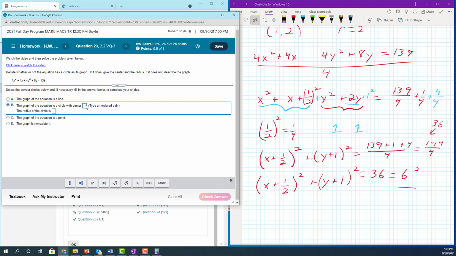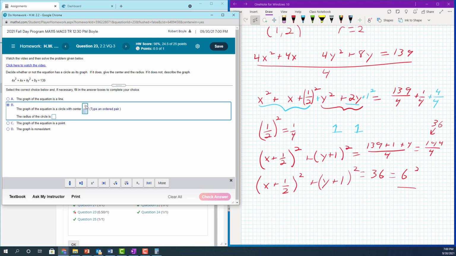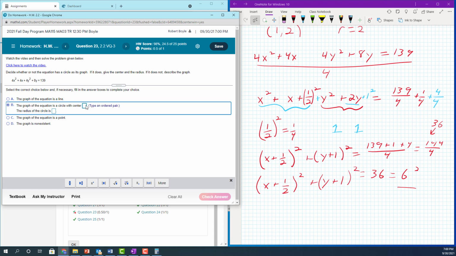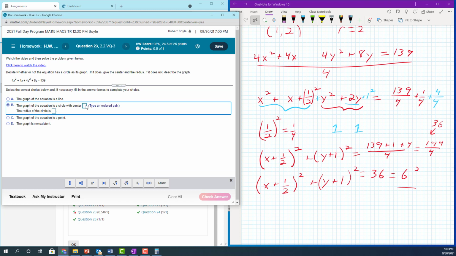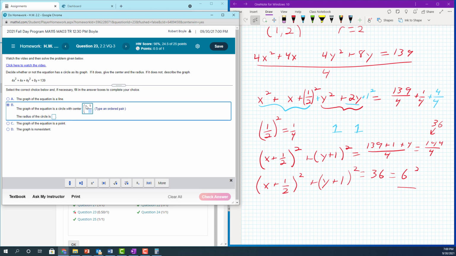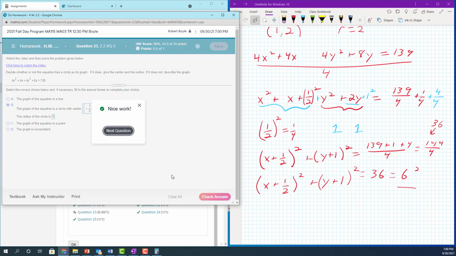So let's do parenthesis, negative 1, slash, 2, comma, negative 1, parenthesis. So that is our center, and then the radius is 6. Now let's see if I actually did this right. Okay, I got it right this time.